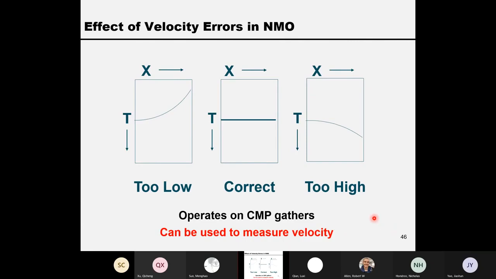Okay, now, as I said, NMO depends on velocity. So now, if velocity is wrong, what happens? Right? So this is the effects of velocity errors in NMO. That also gives us the indication for how to do velocity analysis. Ideally, we try to get a flat gather. But if velocity is too low, you end up overcorrected. If velocity is too high, it's called undercorrected.